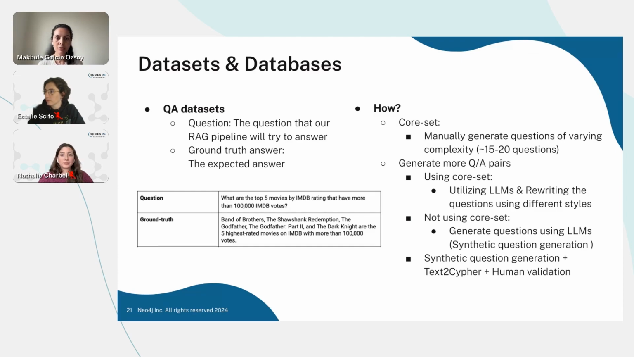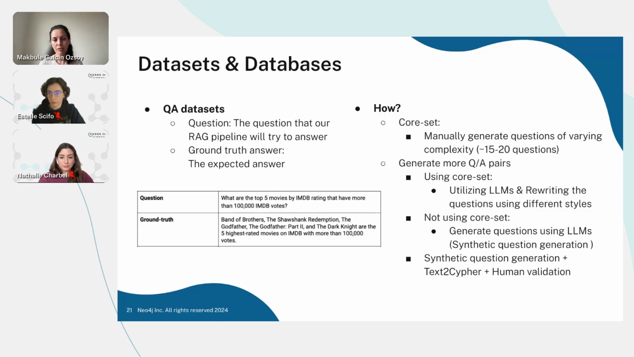What we have done is we started with a core set, which is created manually. Initially, we prepared 15 to 20 questions for each domain, and these questions have different complexity levels. We have identified 4 levels. The first one was the basic, very simple questions, which ask about the properties of the nodes, let's say, the release year of a movie. And level 4 is the much more difficult, the hardest questions, which contain many constraints or aggregations and so on.